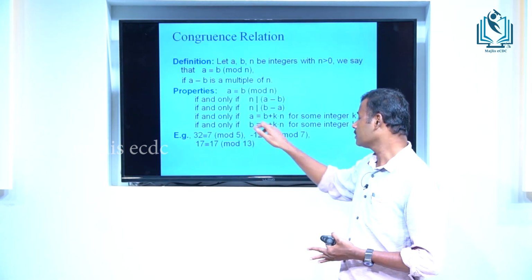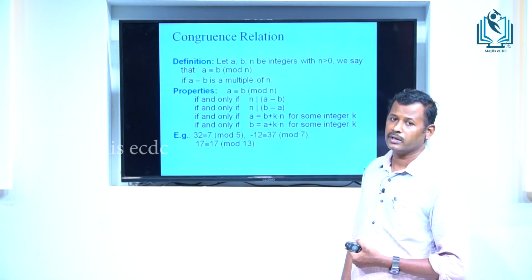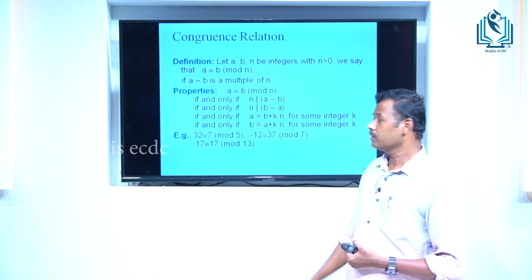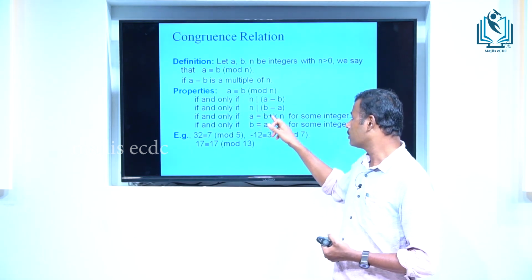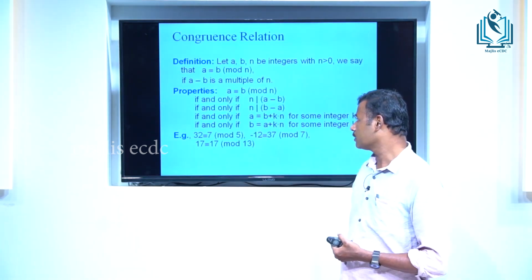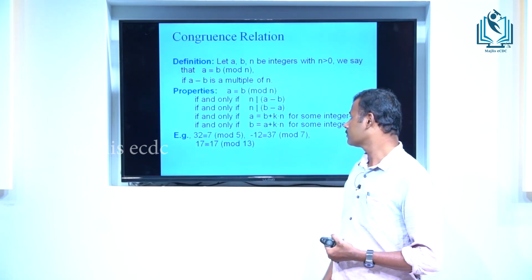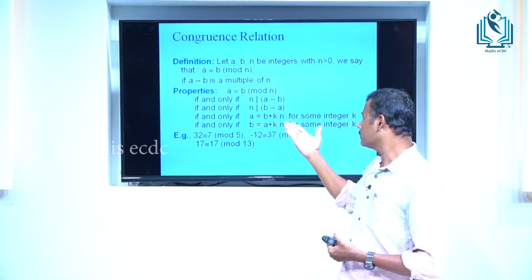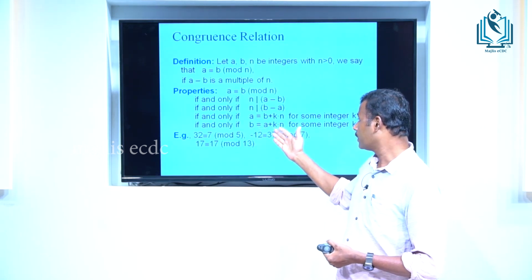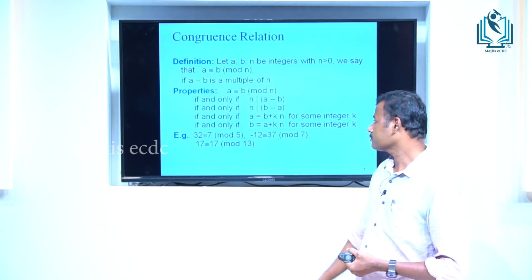The third step says that a equals b plus k into n. That means a equals b plus a multiple of n. And another step, b equals a plus k into n. That means b is equal to a plus a multiple of n for some integer k.